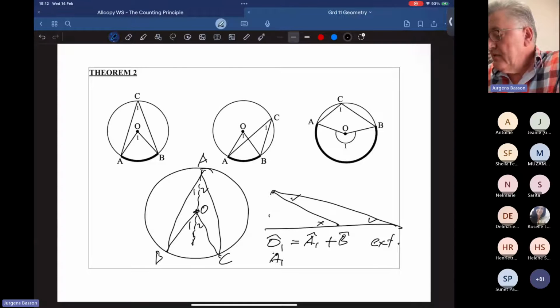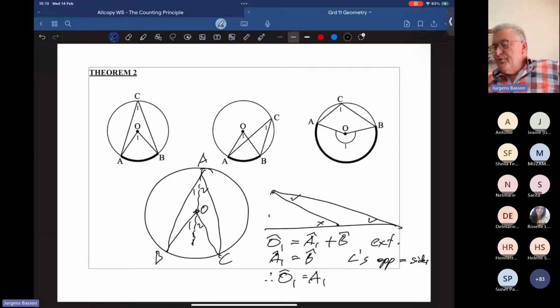But we know that A1 is equal to B because those two angles are opposite equal radii. So those are angles opposite equal sides or radii. So that means that O1 is equal to twice angle A1. Now, we just proved O1 twice A1, then it's quite logical that we can do the same with O2. That O2 is equal to A2 plus C, but A2 is equal to C, so therefore O2 is twice A2. And that means the angle O1 plus O2 is twice angle A. So it's not very difficult to understand this.